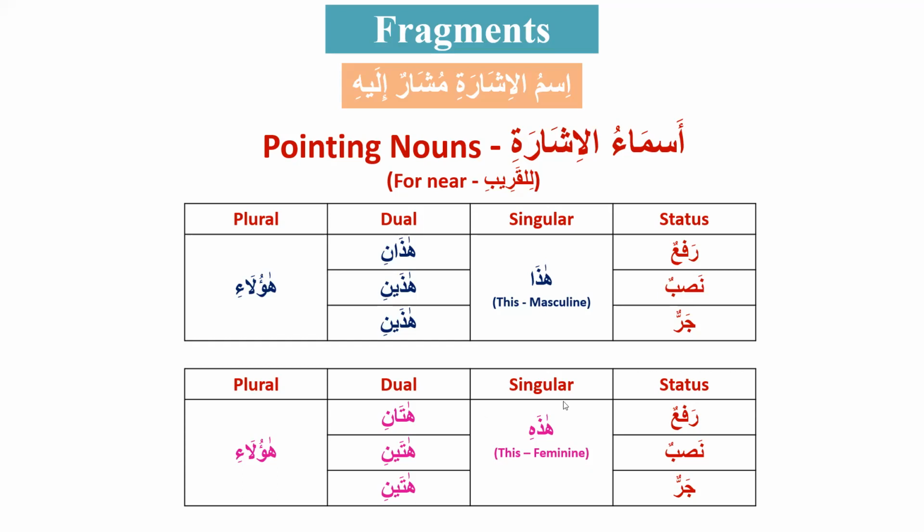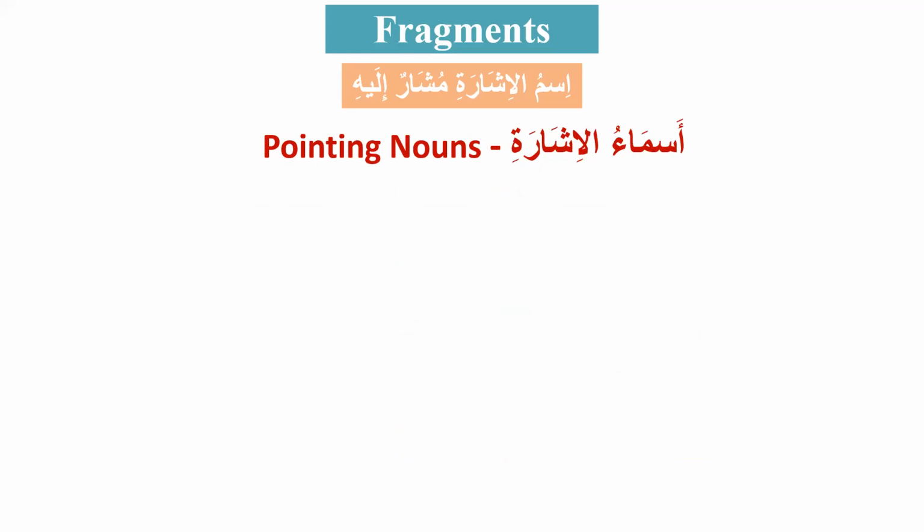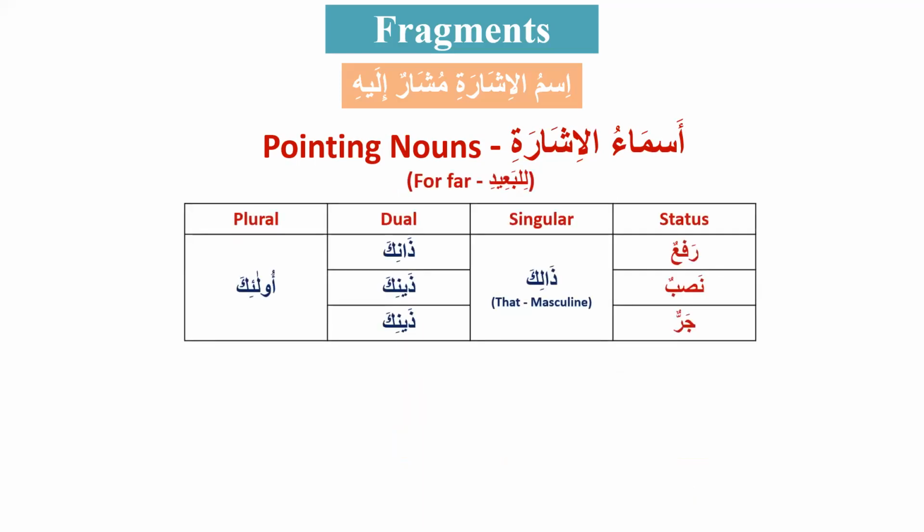Okay, this was for pointing at something close. Now, if there is something which is very far, and you want to point to it, then what do you do? Instead of saying haza, you say zalika. Zalika means that. And then the dual is zanika, zainika, zainika. So zanika is rafa, zainika and zainika is nasab and jar.